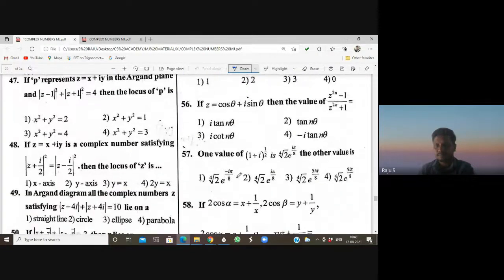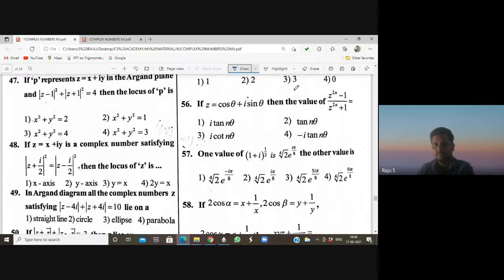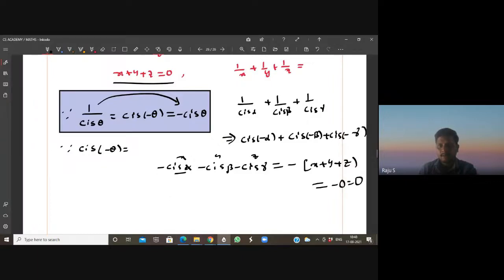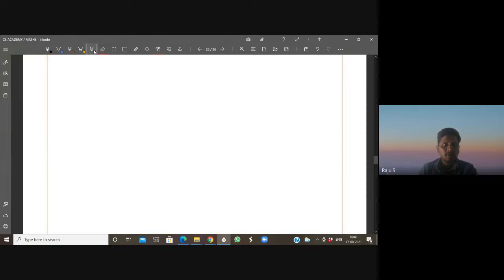Any doubts, students? Right. Okay, fine. Next, z is cis theta, given. This is cis theta I'm taking. Yes, students, what is z they have given? Cis theta. And we need to find z power 2n minus 1 by z power 2n plus 1.